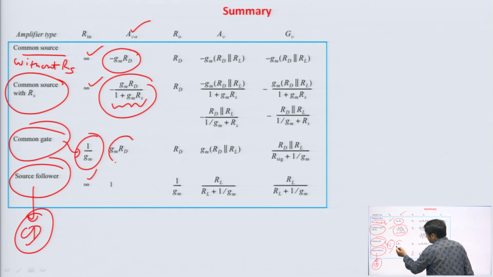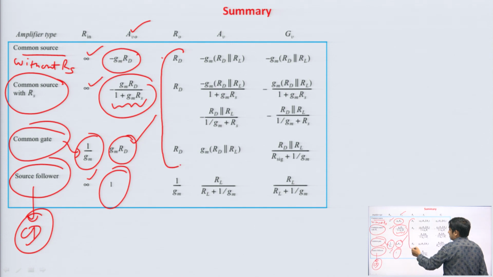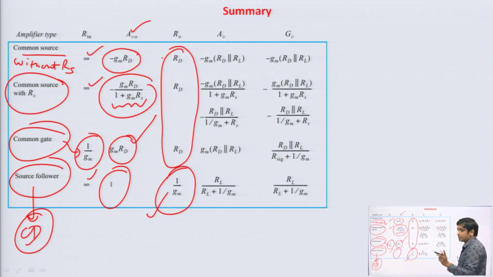Common gate, you can see that the magnitude of the voltage gain is the same as in common source, but with a positive sign. So, common gate is your non inverting, output is in phase with input, and for the source follower the open circuit voltage gain is 1. The output resistance, you can see, for common source and common gate is R d, but for the source follower it is very less. That is the advantage of the common drain amplifier, the source follower circuit: the input resistance is very high, output resistance is very low. Now, these equations we have got for different configurations of MOSFET.